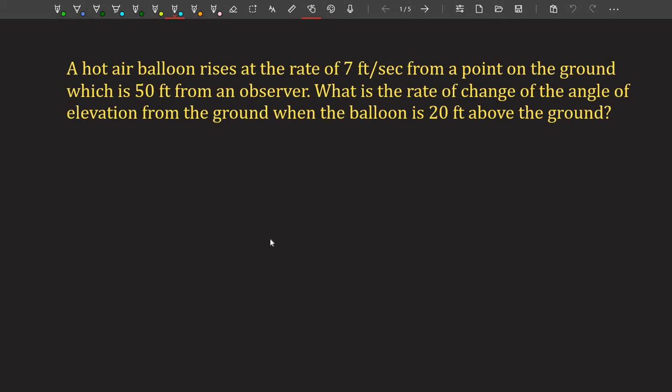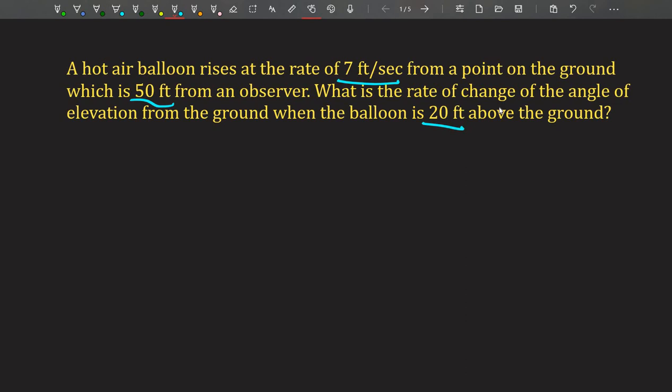Okay, the first one is this problem. A hot air balloon rises at the rate of 7 feet per second from a point on the ground which is 50 feet from an observer. We need to find the rate of change of the angle of elevation from the ground when the balloon is 20 feet above the ground.